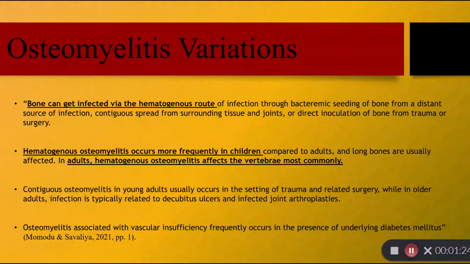So the bone can get infected via a hematogenous route, where it can seed in the bone from having bacteria in the blood, basically. Hematogenous osteomyelitis occurs more frequently in children. We see it manifest in the long bones usually. In adults, we see it manifest in the vertebrae most commonly.